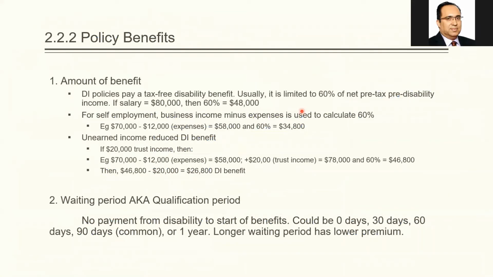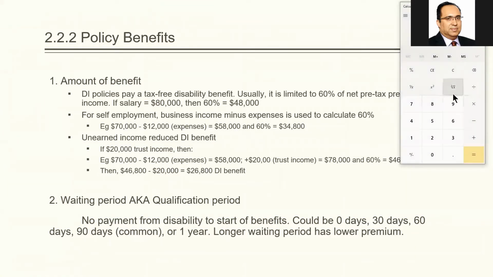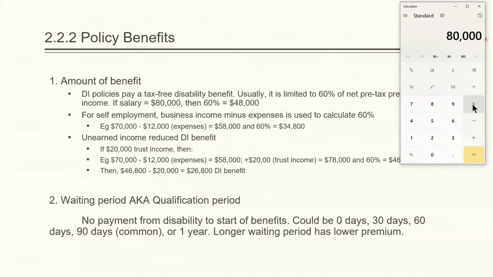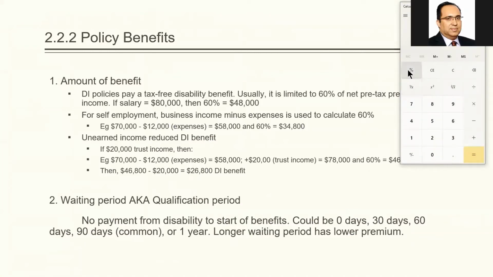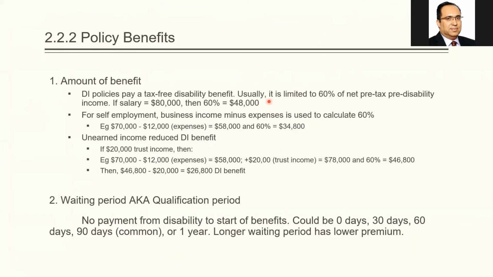So the policy benefits: when you're making the policy for the client, you have to decide several things. First, you have to decide the amount of benefit they will get, how much money they want. The DI policies pay a tax-free disability amount, so the money that they get, they don't get taxed on it. Usually it is 60% of pre-tax income. So if the salary is 80,000, we calculate 60% of that. On your calculator, 80,000 times 60% gives you $48,000. So 60% is how much they'll be covered. If you divide it by 12, that is $4,000 monthly.